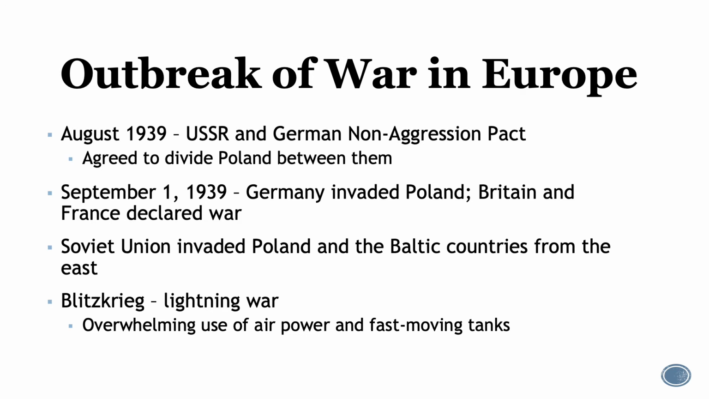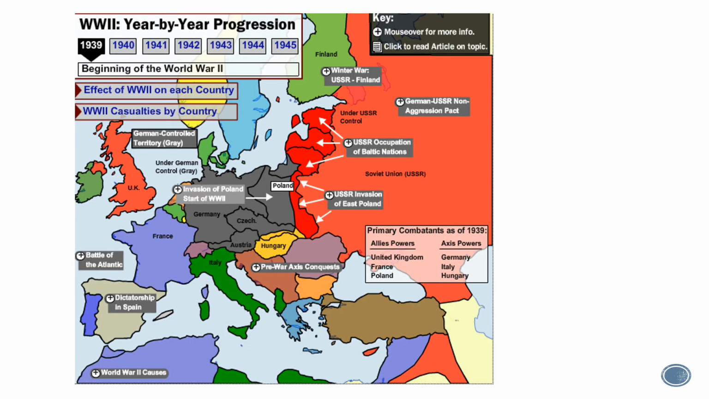So Blitzkrieg was a German offensive strategy. It was lightning war. It was an overwhelming use of air power and fast-moving tanks to get what they wanted. So if you look at the map here, you can see Poland smack dab between Germany and the Soviet Union.